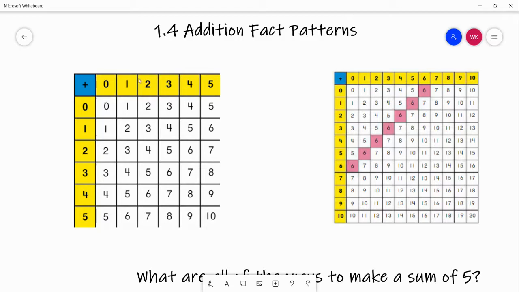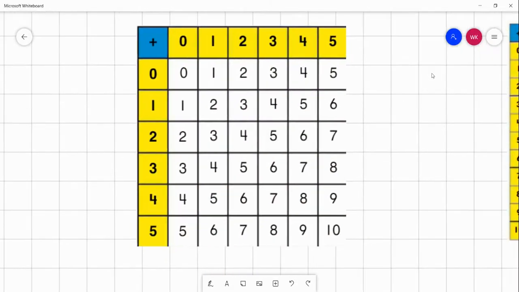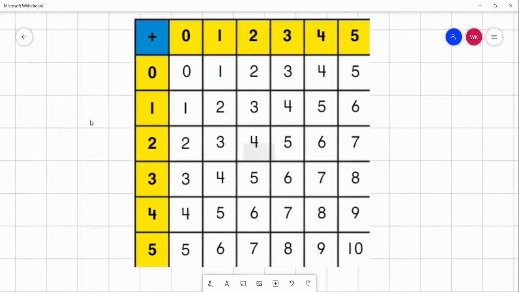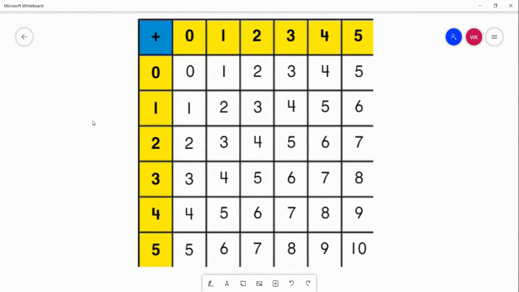So these tables show you a pattern. I want you to look first at the 0 to 5 add-ins table. I want you to see if you can find a pattern anywhere in the table. I'm going to give you 10 seconds to see if you can find a pattern.